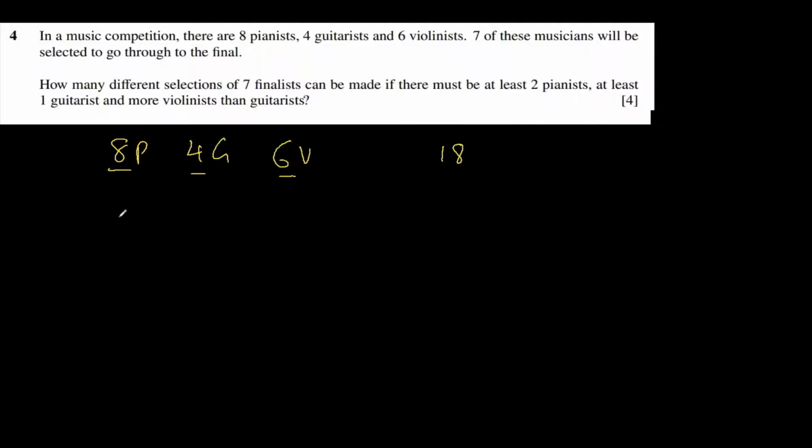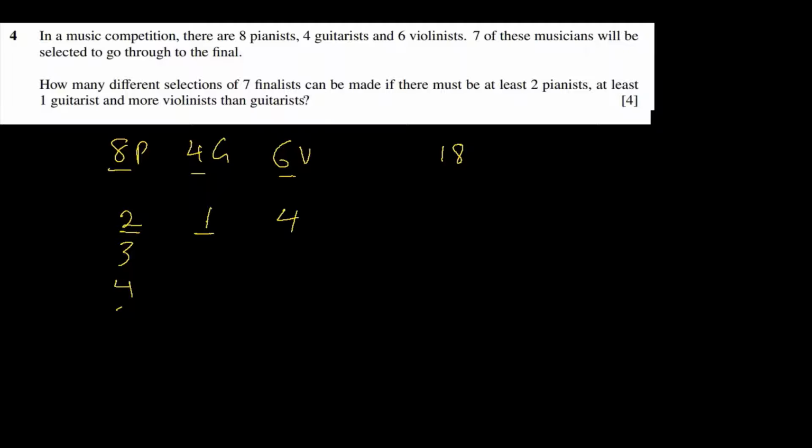Okay, we want at least 2 pianists. That means we can have 3 pianists, 4 pianists, and so on. All right. At least one guitarist, okay, and more violinists than guitarists. Okay, so let's see this combination first. 2, 1, and it has to be more. So we can make it 2 plus 1 is 3, and that means we need 4 violinists, which is possible.